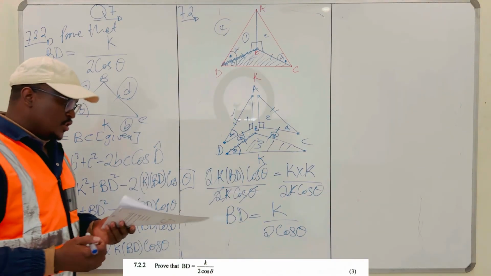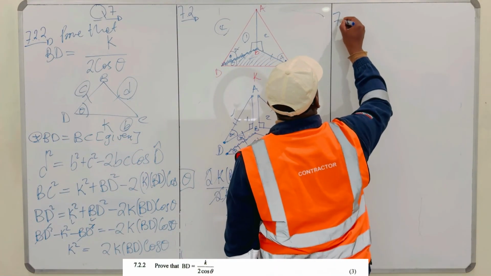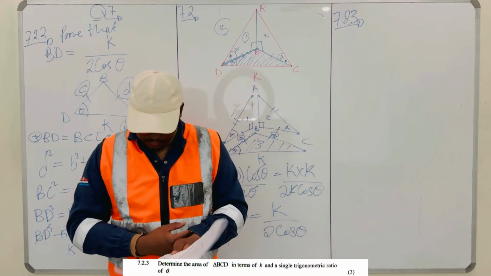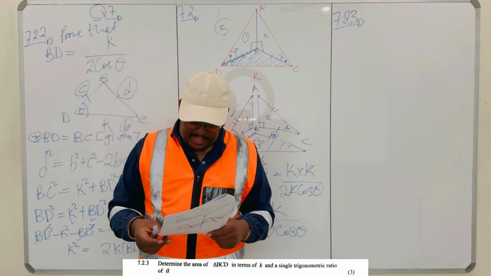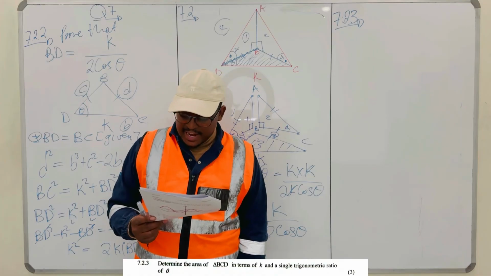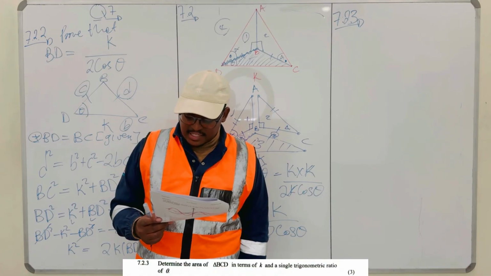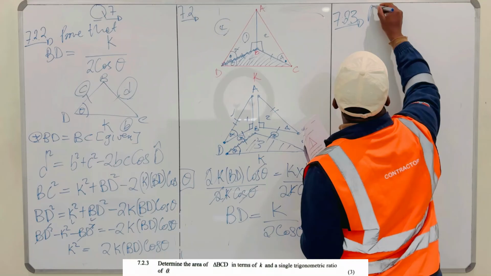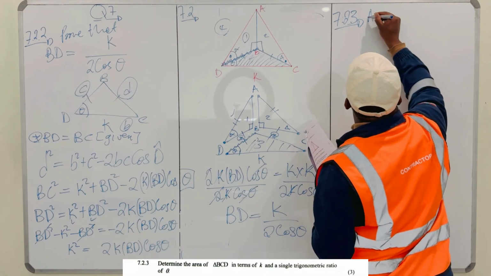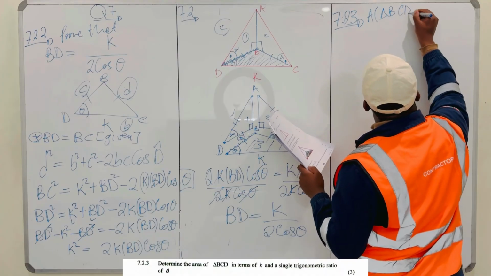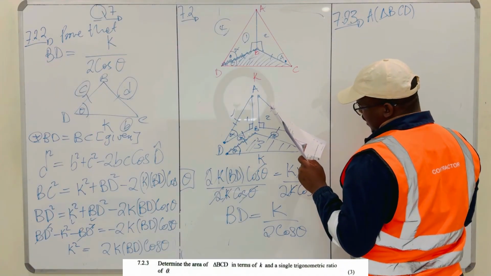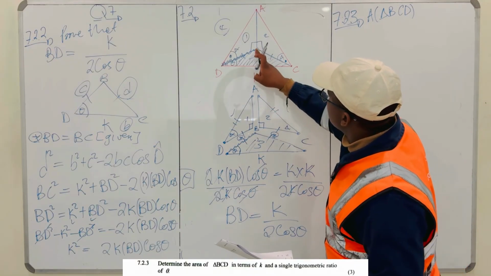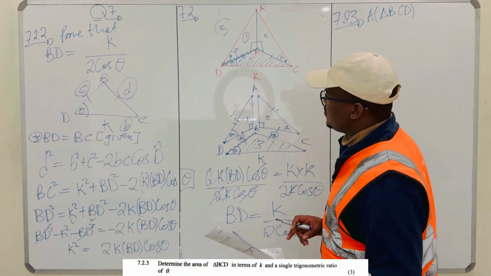So we're done with this one. We'll go to the last one, 7.2.3. What are they saying in 7.2.3? They are saying, determine the area of triangle BCD in terms of K and a single trigonometric ratio of theta. So they want us to find the area of triangle BCD in terms of K and a single trigonometric ratio. So where is triangle BCD? Triangle BCD is this one, the same one that we have here.